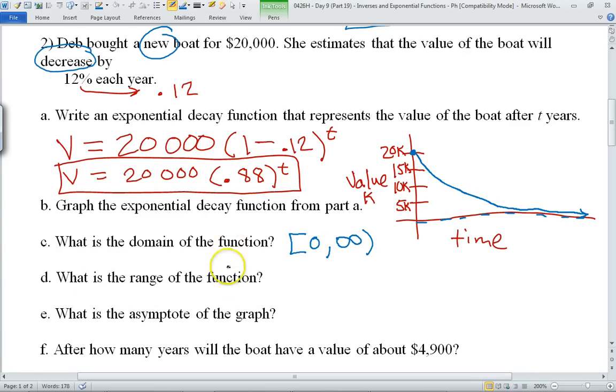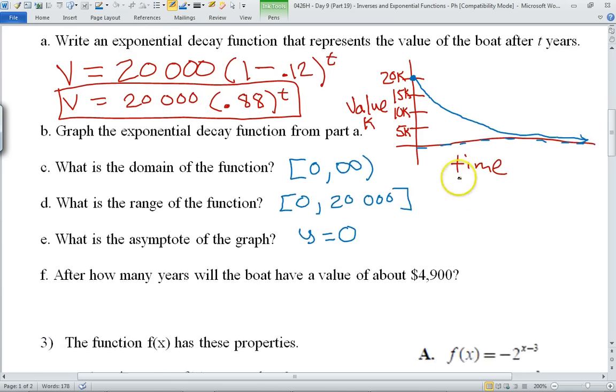What's the range of the function? So again, this graph really stops here at 20,000 because that's where the boat was brand new. So the range is going to go from a bottom value of 0 to a top value of 20,000. What's the asymptote of the graph? The asymptote is the x-axis. That's y equals 0, because there is nothing added on to the end or subtracted. So we just put y equals 0.